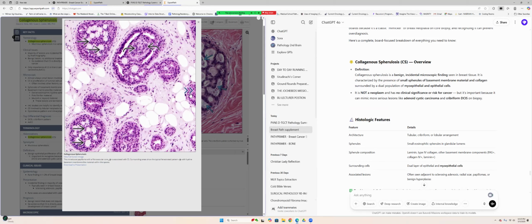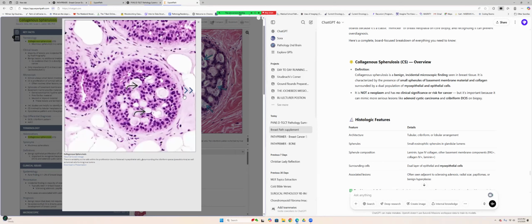Collagenous spherulosis. This is an intraductal papilloma with a fibrovascular core associated with collagenous spherulosis. Surrounding areas show the typical fenestrated pattern, with hyaline membrane-like material within the spaces. There's variability to the cells within the proliferation due to flattened epithelial cells surrounding the cribriform spaces, the pseudolumina, as well as luminal cells forming true lumina.